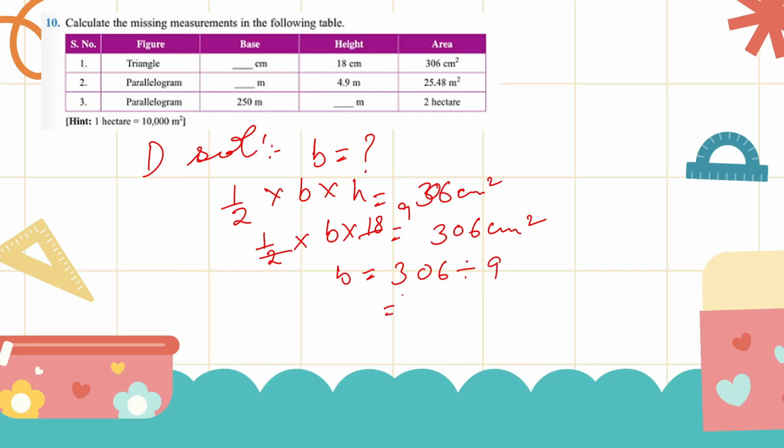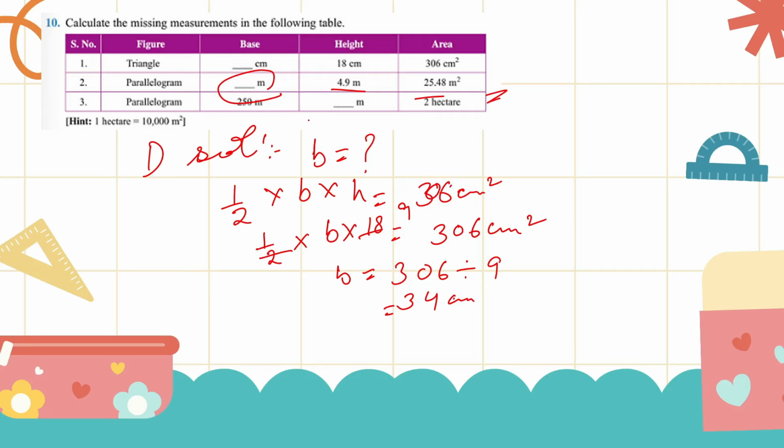For cutting, simply you can do it with anything. That is 34 centimeter. Now we have found the base. Similarly, we can find the base in this one by dividing. Same, instead of the area of the triangle, we can find the area of the parallelogram. We can use base into height, and then we will find the base by dividing the area by the height. So I think you can simply do the B part.